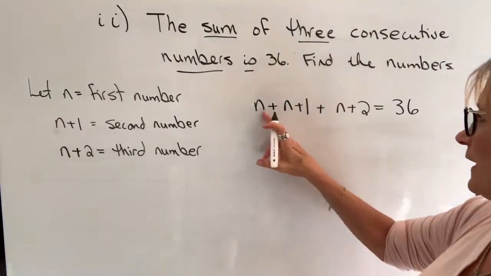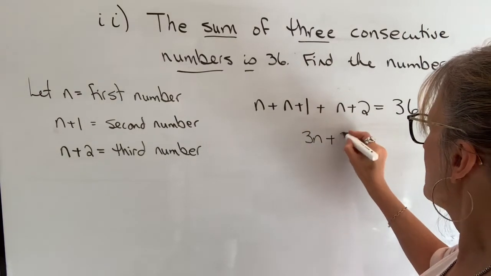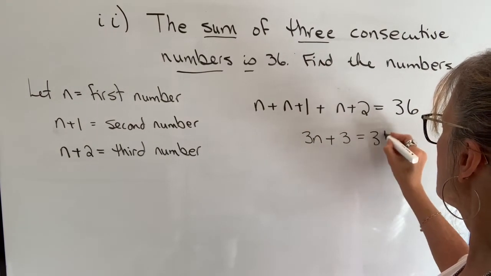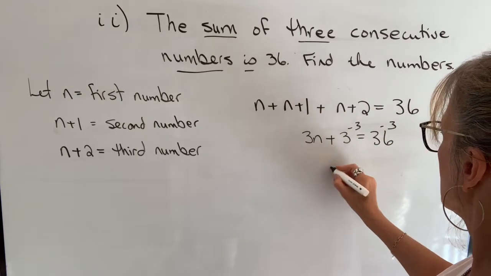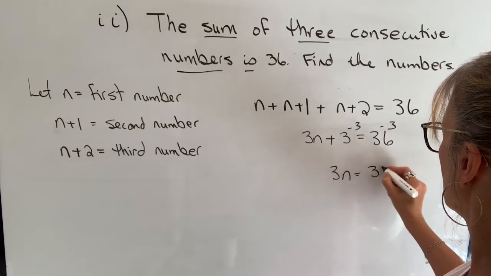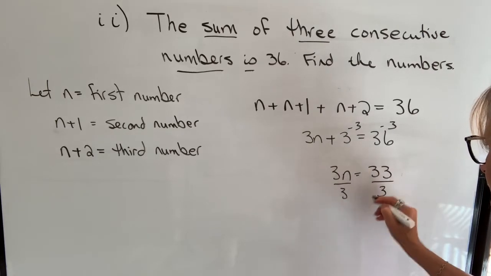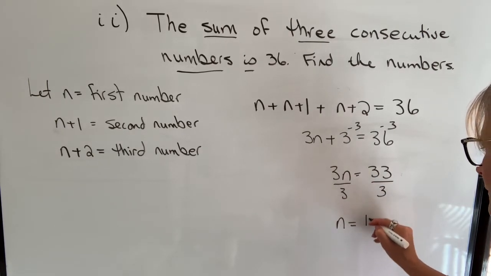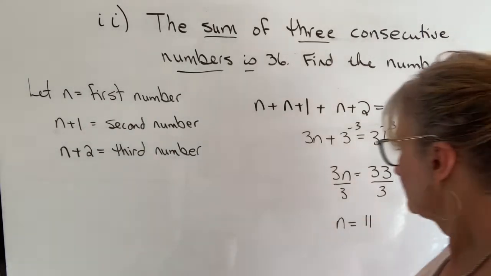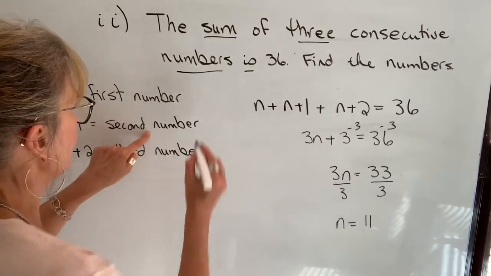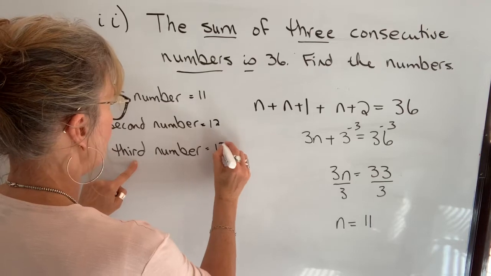Now we're going to solve it. n plus n plus n is 3n. 1 plus 2 is 3. Equals 36. Subtract a 3 from both sides. Divide by 3. So my first number should be 11. The second number, so if that's 11, the second number should be 12, and the third number should be 13.